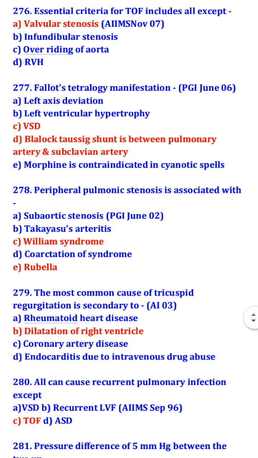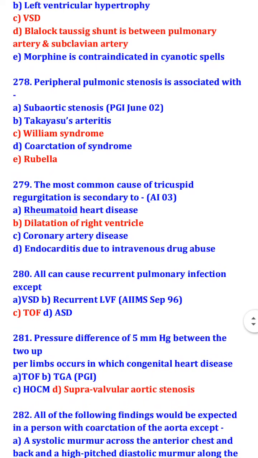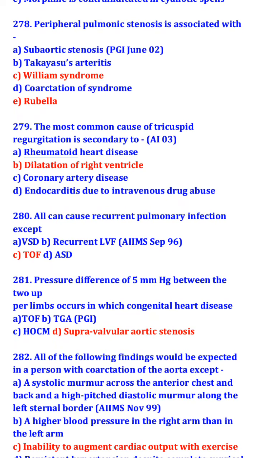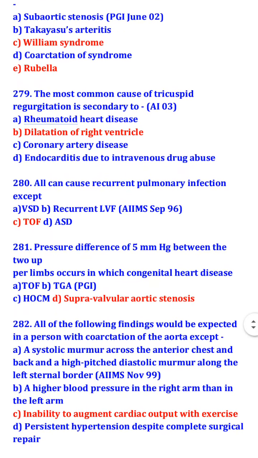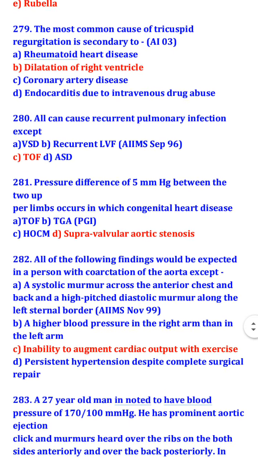Peripheral pulmonic stenosis is associated with Williams syndrome and rubella. The most common cause of tricuspid regurgitation is secondary to dilatation of right ventricle. All can cause recurrent pulmonary infection except tetralogy of Fallot. So recurrent pulmonary infection is not caused by tetralogy of Fallot. It can be caused by ventricular septal defect, recurrent left ventricular failure, and ASD.